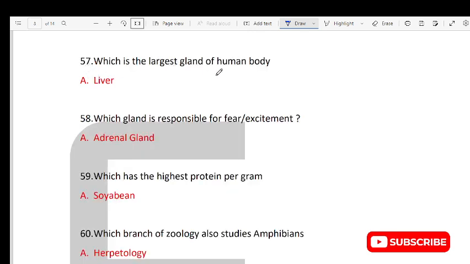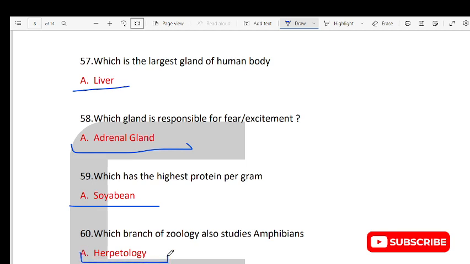57. Which is the largest gland of human body? Answer: liver. Question number 58. Which gland is responsible for fear and excitement? Answer: adrenal gland. Question number 59. Which has the highest protein per gram? Answer: soybean. 60. Which branch of zoology studies amphibians?